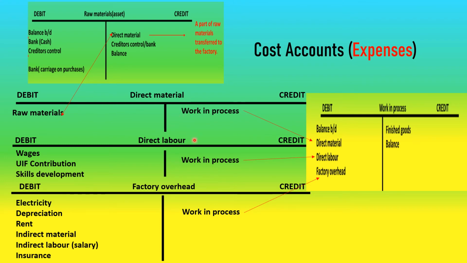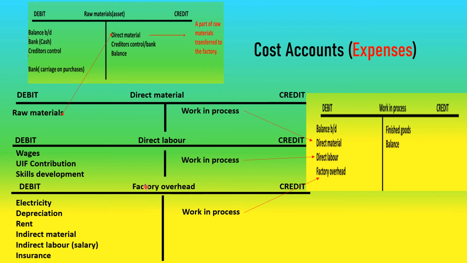Our direct labor cost account includes costs such as wages that are paid to the employee, UIF contribution costs, and skills development costs incurred by the employer. And again, you're going to balance it off with working process on the credit side.